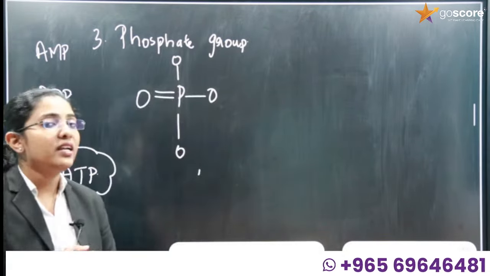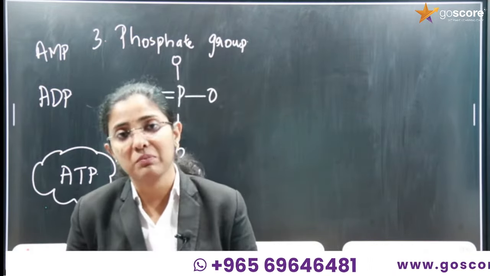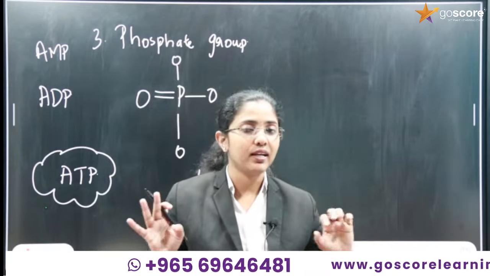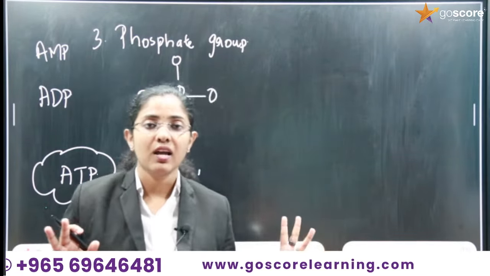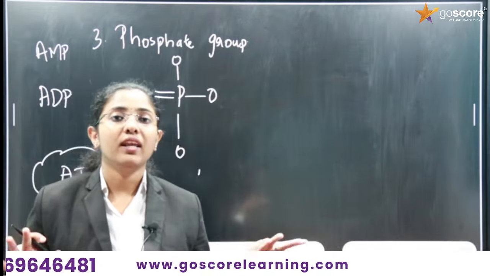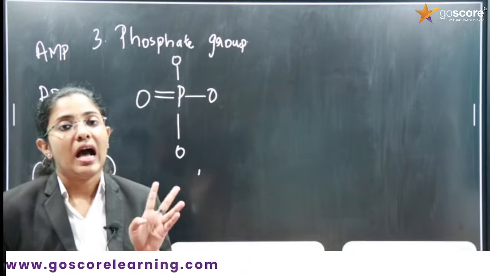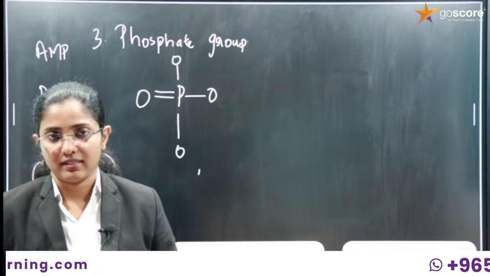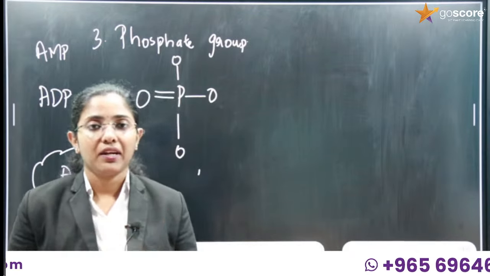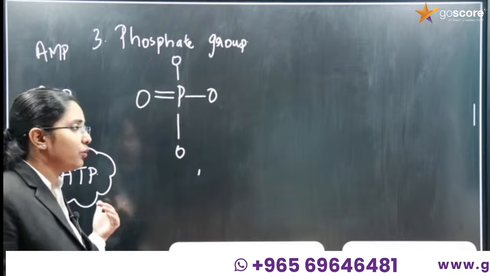Next, the second component will be the nitrogen bases. What are the four different nitrogen bases? They are purines and pyrimidines. In purines, it is adenine and guanine. In pyrimidines, it is thymine and cytosine. Whereas in the case of RNA, thymine is replaced by uracil. So these are the nitrogen bases. Next it is the phosphate group.